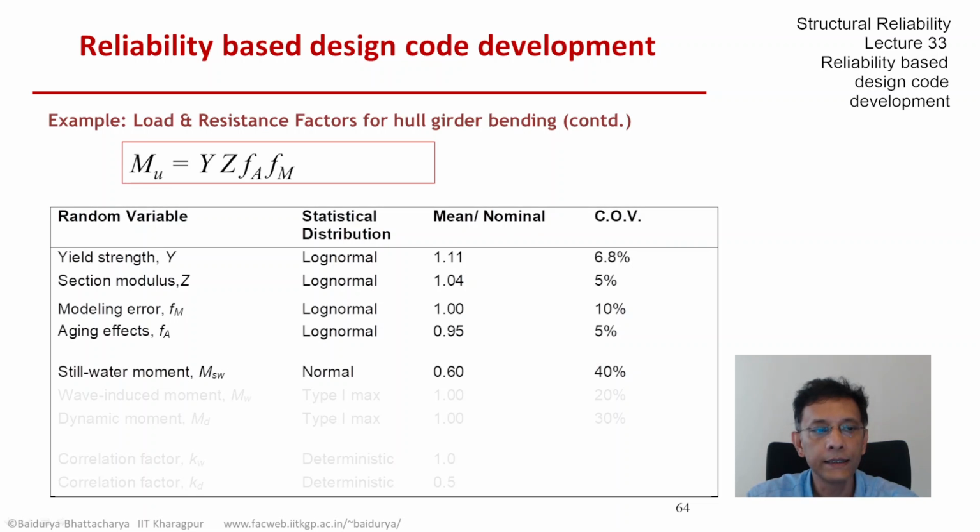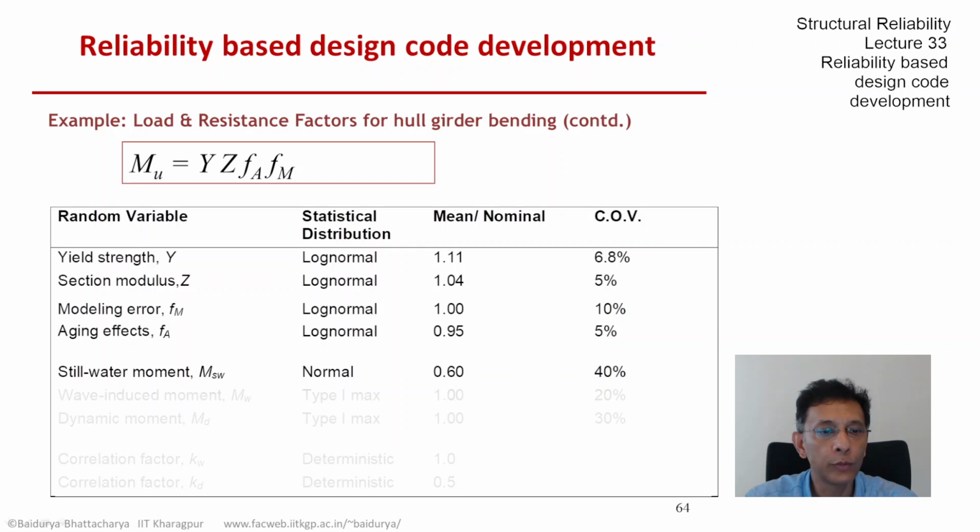On the load side, we have the still water bending moment, which kind of is like a dead load. So that has a normal distribution with rather high uncertainty of 40% and rather conservative estimates. So the mean over nominal is only 0.6. So the nominal substantially overestimates the quantity.